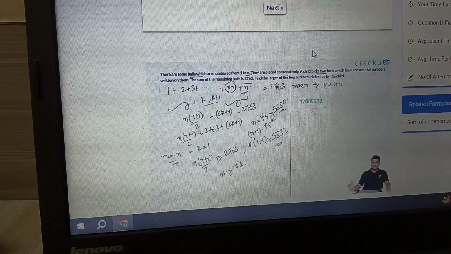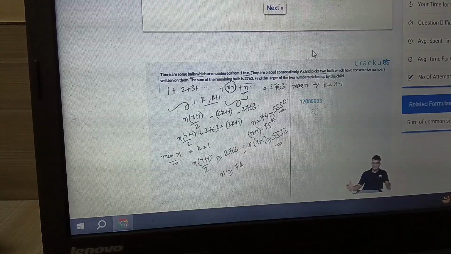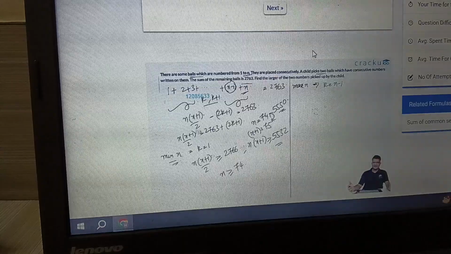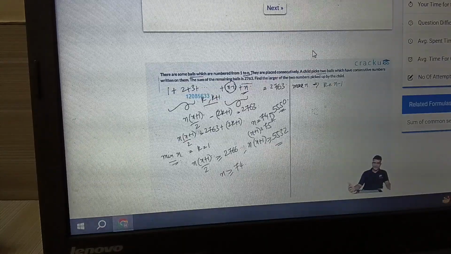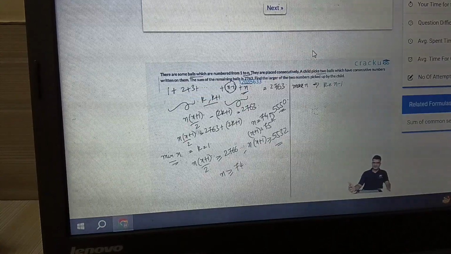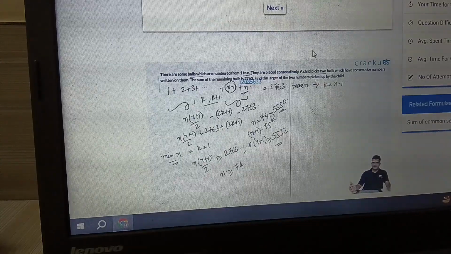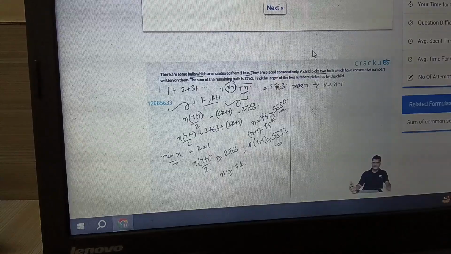How do you get the number 74? You can just use trial and error. You can first substitute the value of n to be equal to 50. 50 into 51 will be something close to 2500. You can put n to be equal to 60. 60 into 61 will be something close to 3600. You can put n is equal to 70. 70 into 71 will be 4970.